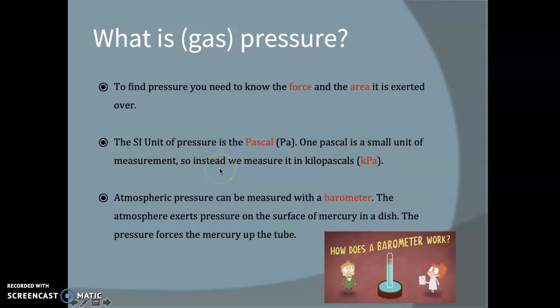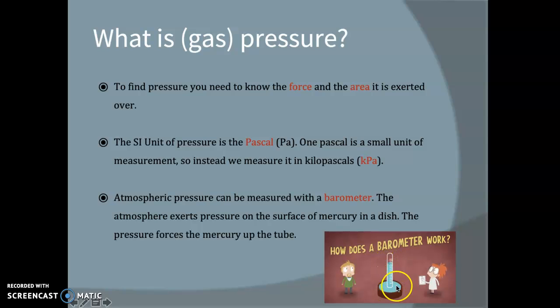And there's many different ways that we can measure pressure. One such one is pascals. But it's such a tiny, small unit that we use kilopascals, or kPa, which is 1,000 of these. So just like kilometers is 1,000 meters, and that gives us something that we're able to measure. So atmospheric pressure can be measured with a barometer, which is just a tool that we'll look at.